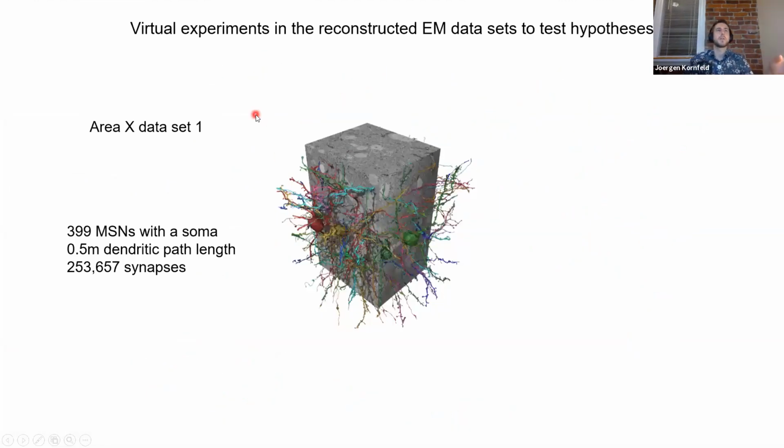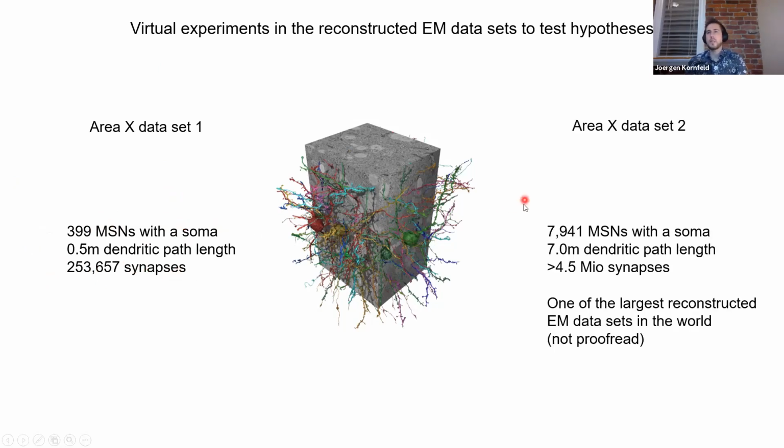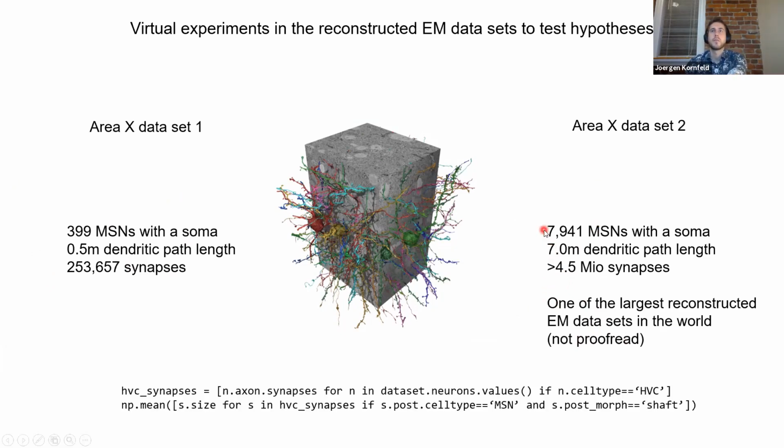So I can do these virtual experiments, and just to give you an overview of how much actual measured connectivity data I'm talking about: the small data set I've acquired contains already roughly 400 medium spiny neurons and over 250,000 synapses. But the larger data set is actually one of the largest reconstructed EM data sets in the world at the moment. It's not fully proofread, but even without the proofreading, we think it's extremely useful, and it contains roughly 20 times the number of neurons, so over 4.5 million synapses. So that's a lot of data to test the predictions.